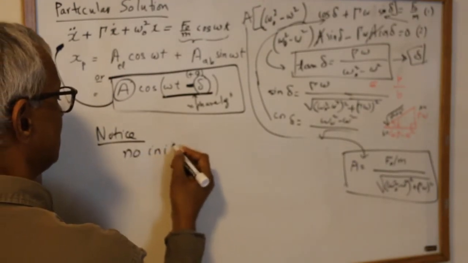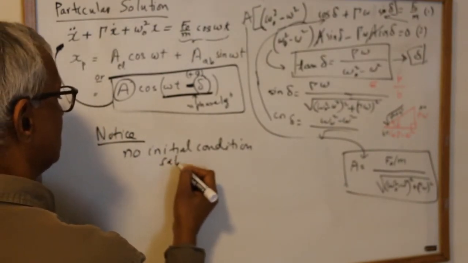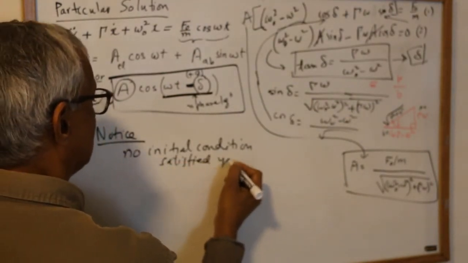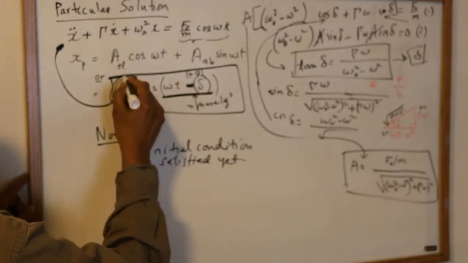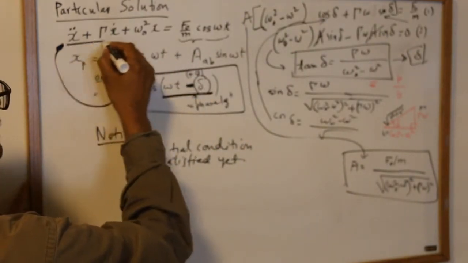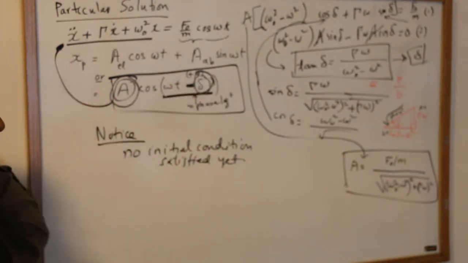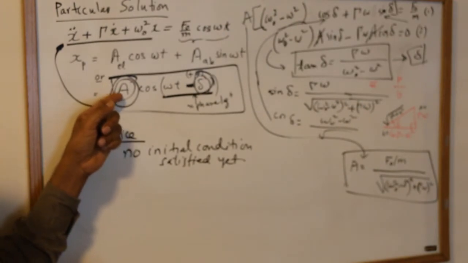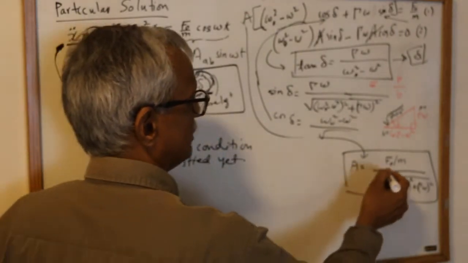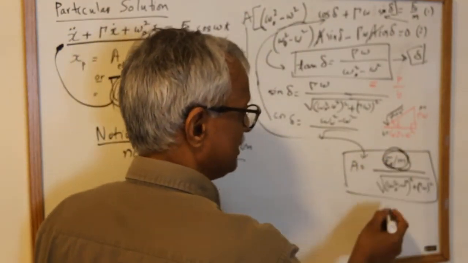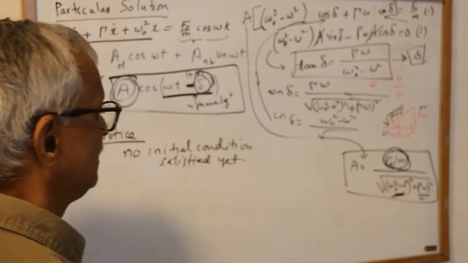No initial condition is satisfied yet. When we were working before, doing this equal to 0 solution, initial conditions were used to satisfy these constants. But here, for the particular solution, all of these constants are totally fixed by how much force there was, how much mass there was, what the frequencies were, and what the damping was.